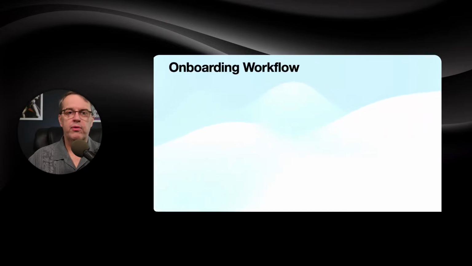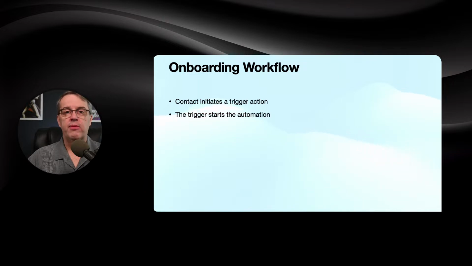So here's the workflow that I'm recommending. The contact initiates a trigger action. So they join your list, they download something, they buy something, and you're going to add them to a tag, or you're going to add them to a list. And then the trigger starts the automation, because the automation is waiting for that trigger. It's just sitting there perpetually waiting until somebody gets added to the list, buys a product, or gets a tag, or removes a tag. And then that starts the automation.